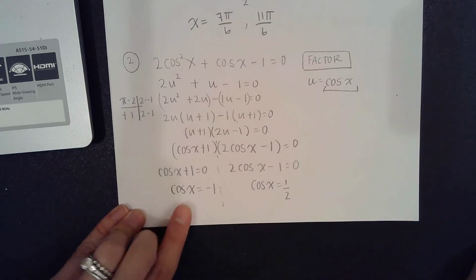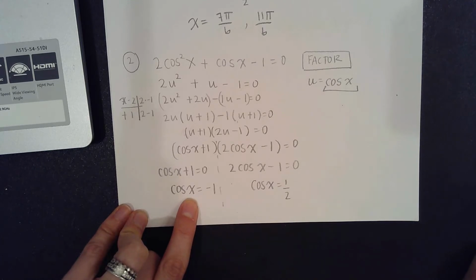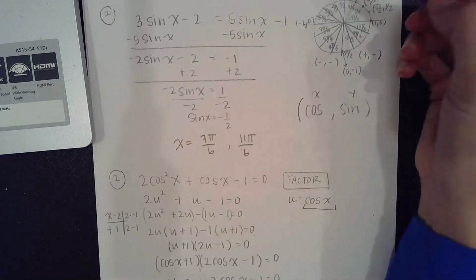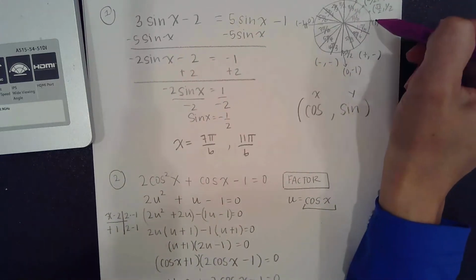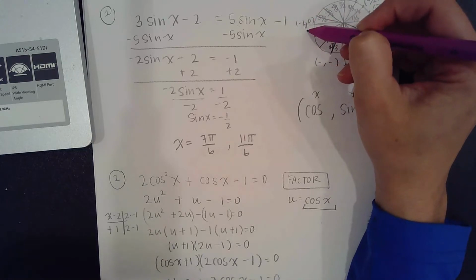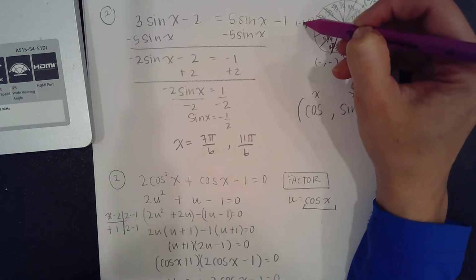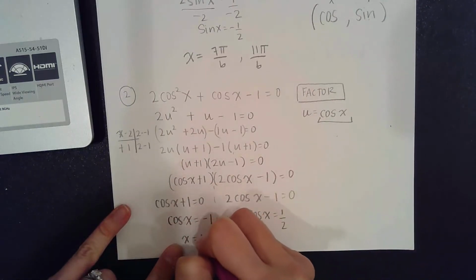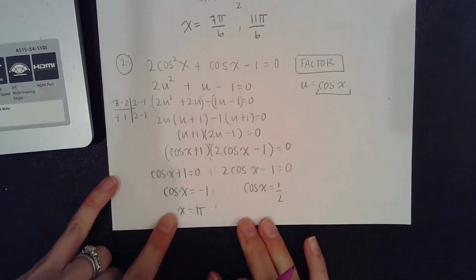So where is cosine of x going to be equal to negative 1? So let's look at our unit circle up here. So where is x going to be negative 1? And so it's going to be negative 1 at the radian measure pi. So x is going to be equal to pi.